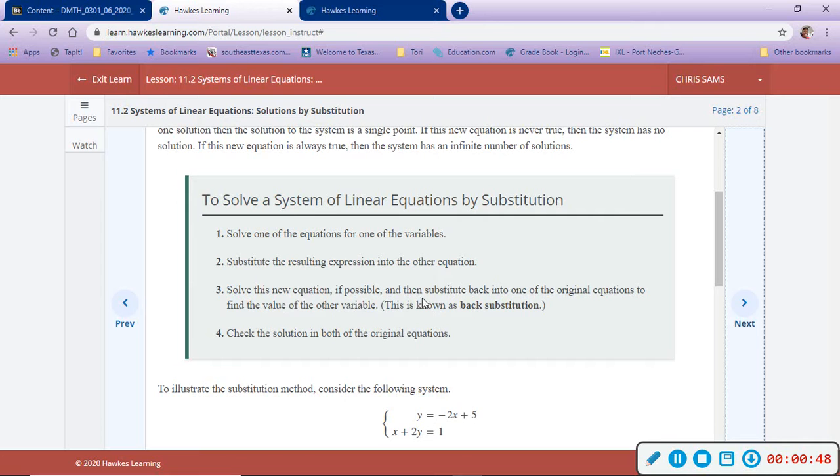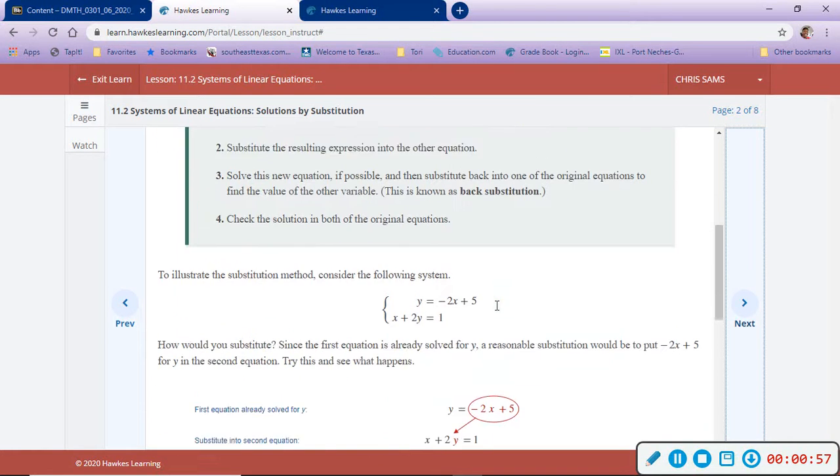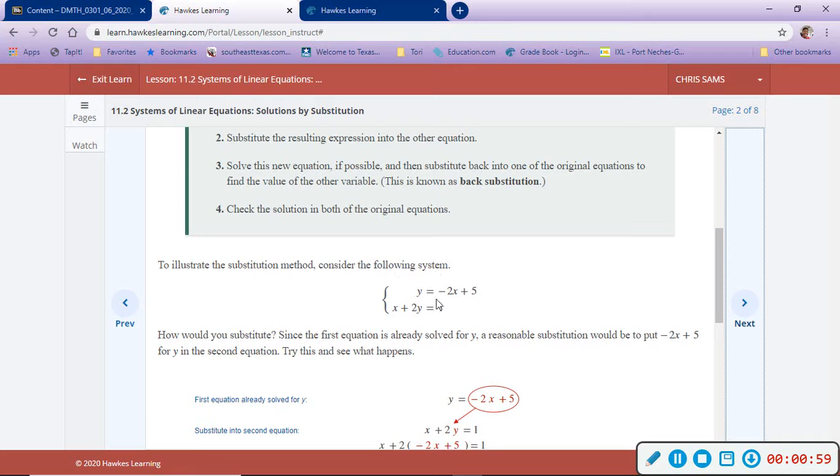You will solve and get an answer, and then that answer you will take back to the original equation, which they're calling back substitution, and then you'll check your answer by plugging it into both of the original equations. So here's an example that they're showing you.